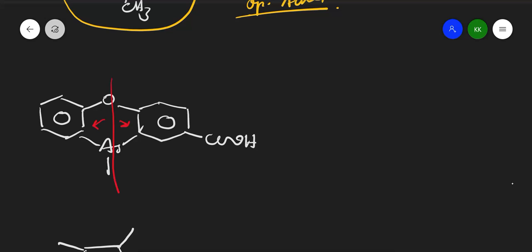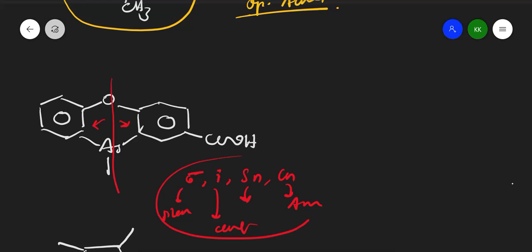And here no symmetry elements, all these symmetry elements. Symmetry elements means only these things only. Plane of symmetry, center of symmetry, axis of symmetry, mirror plane symmetry. This is mirror plane symmetry. This is axis of symmetry. This is plane symmetry, and this one is center of symmetry, right?